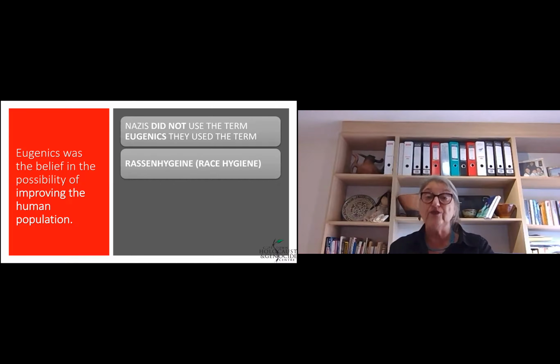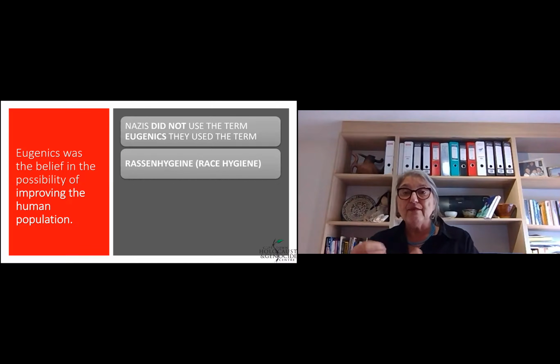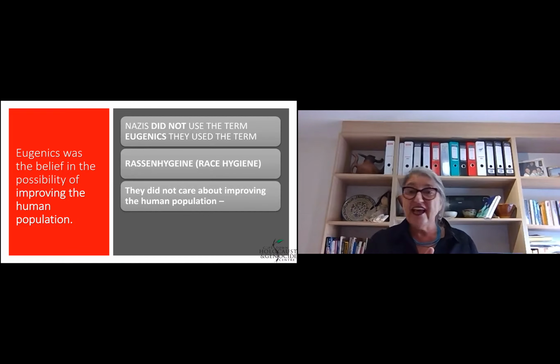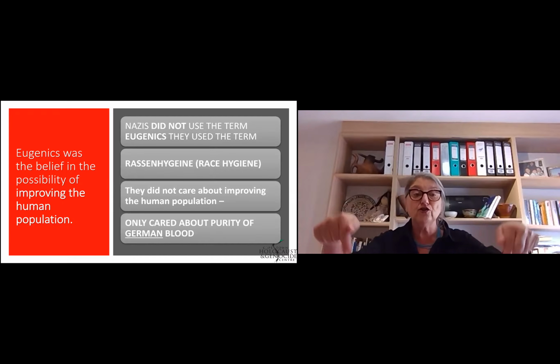Now, what's hygiene, guys? We all know about hygiene. We've been washing our hands and wearing masks. And hygiene is making sure that you are clean, that no germs get in, that no viruses or parasites or infections get in. So the Nazis believed in race hygiene. They didn't care about improving the whole of the human population. They were only interested in the German population, and only those Germans who they said had pure German blood.